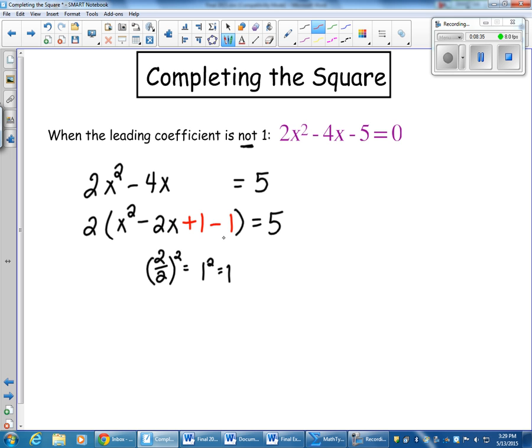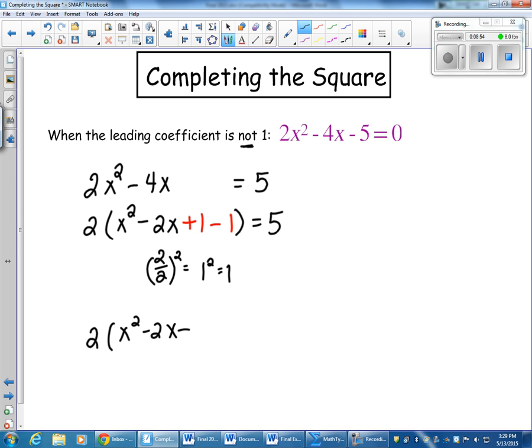And the reason that we can't add it to the other side like we did in the other two problems is because this is inside the parentheses. So this 1 and negative 1 is really being multiplied by 2. So we have to accommodate that.